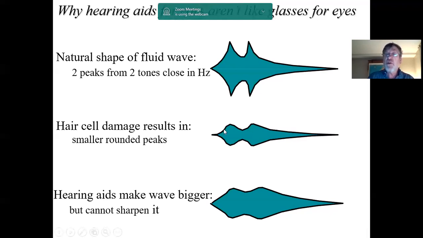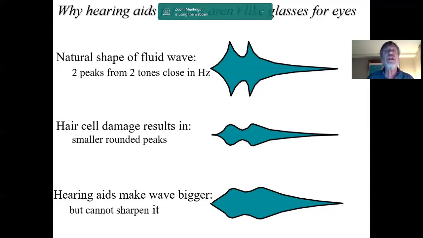With outer hair cell damage, the sharpness of the peaks is gone and the peaks themselves are reduced in size. So now the third one is showing what happens with hearing aids. Yep, you're making the traveling wave larger, but the sharpness isn't there anymore. And that's the point here, okay? Literally, the point, okay? Because hearing aids can't sharpen a traveling wave. They can only make sounds louder.